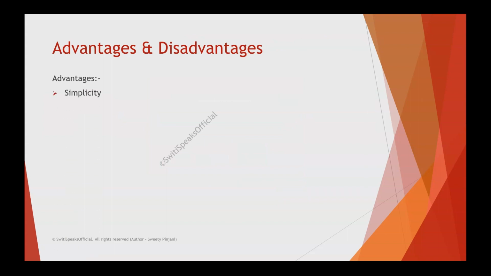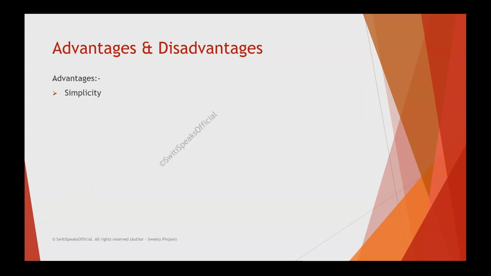The first advantage is simplicity. As we saw in von Neumann architecture, both data and instruction are inside the same memory. Due to this, it is very simple. This is the first and foremost advantage of von Neumann architecture.